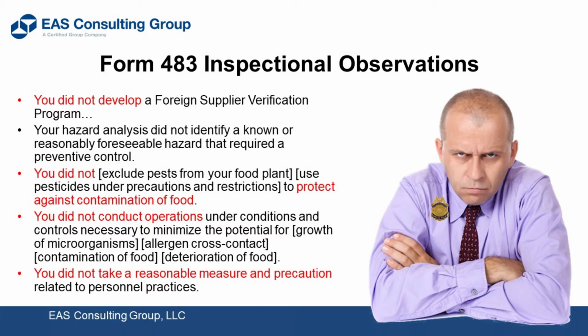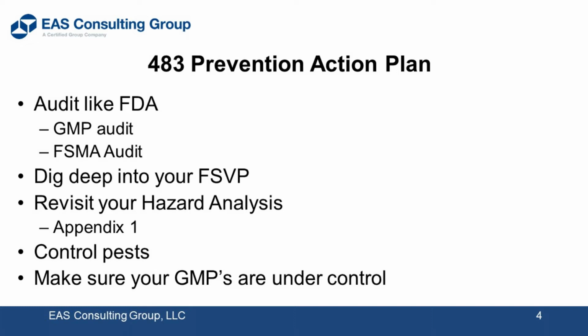FDA has put together a guidance document which lists out the chemical, physical, and microbiological hazards that they consider relevant and that you should be considering. So I want everybody to pay attention to a word that is showing up in this multiple times. You did not develop. You did not conduct. So your 483 prevention action plan: audit like FDA. Think in terms of GMP audits and think in terms of FSMA audits.